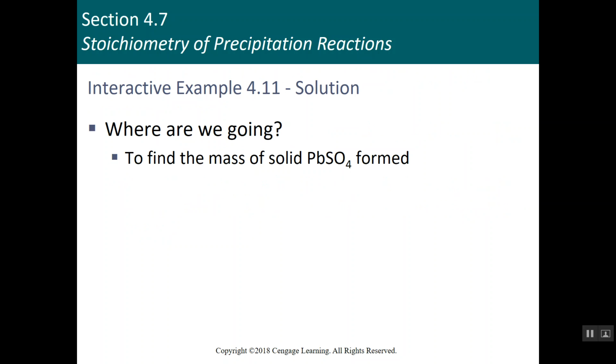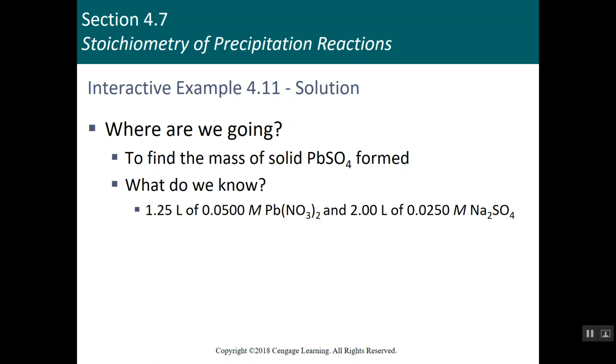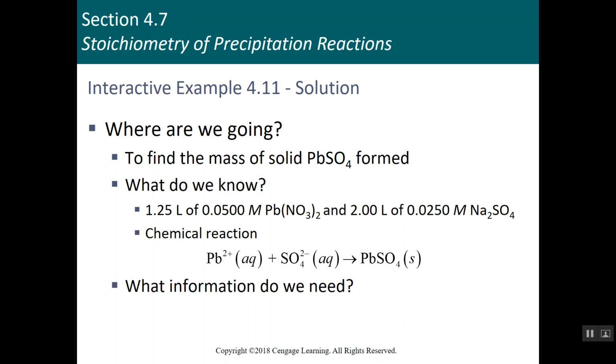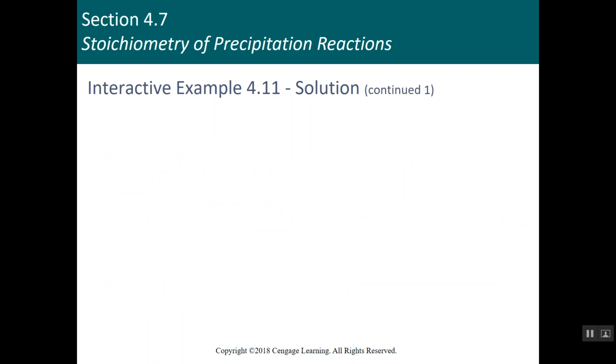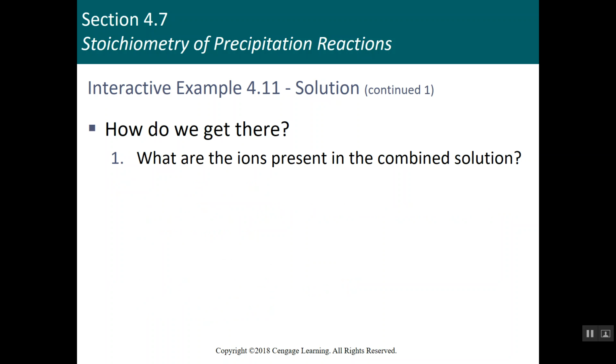Define the mass. So where are we going? We need to find the mass of solid lead 2 sulfate formed. What do we know? We know what we mixed. We also know the chemical reaction. What information do we need? We need to know which one of those is limiting. So how do we get there?